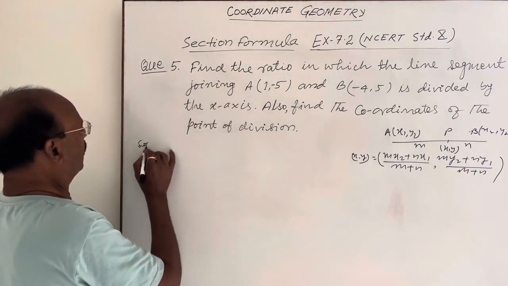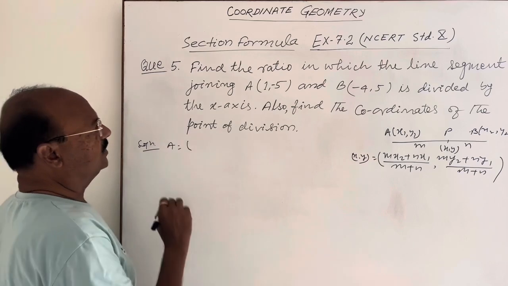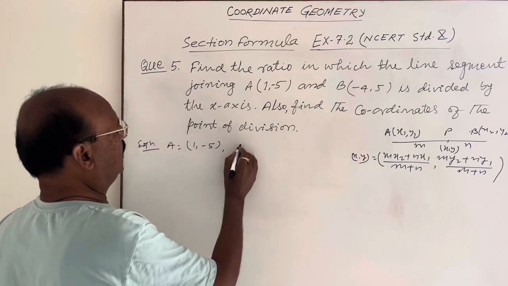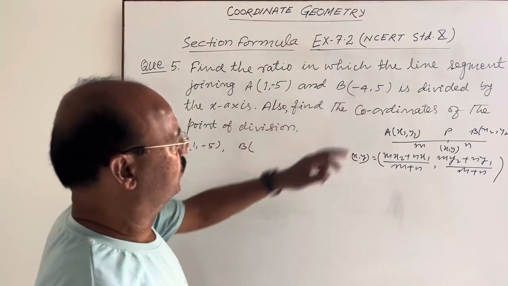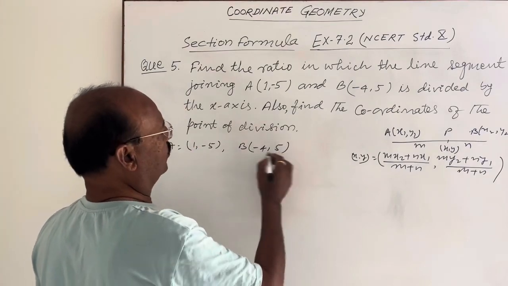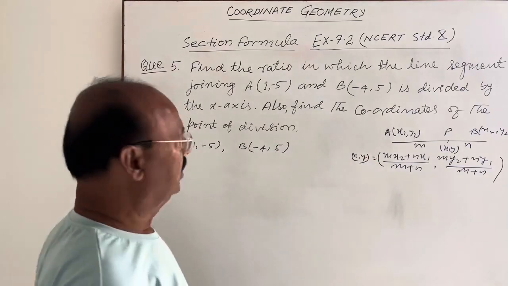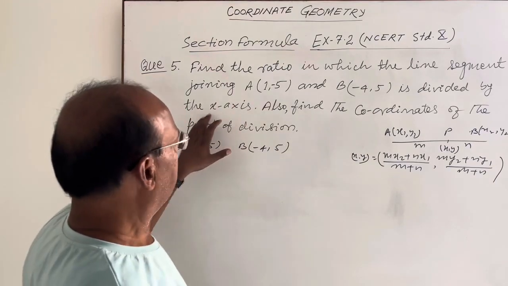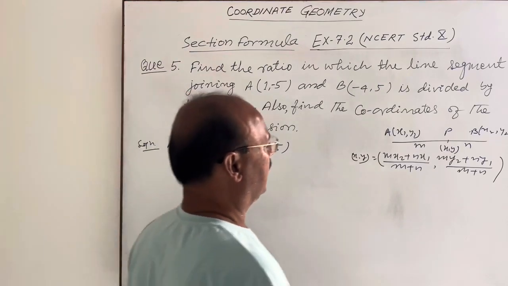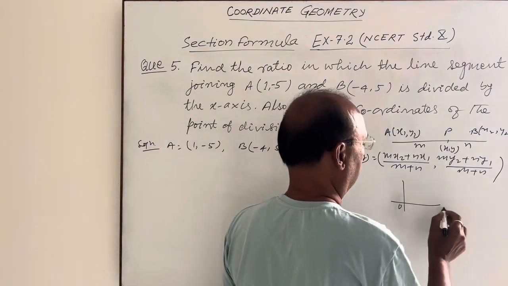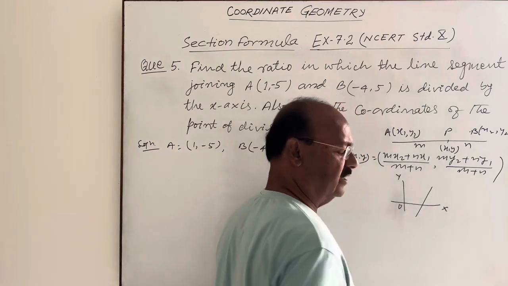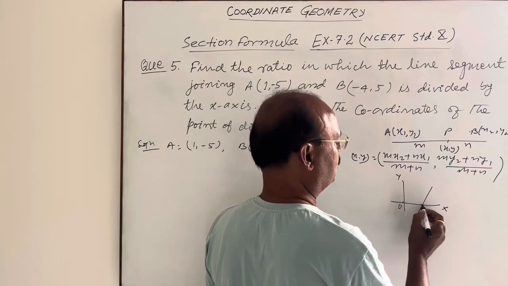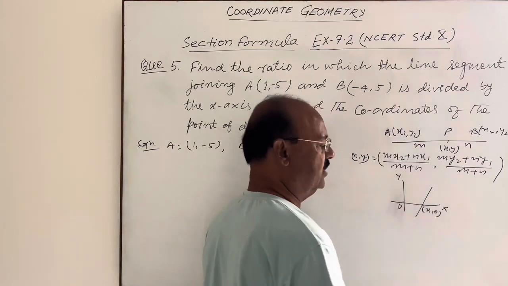So here it is given that point A has coordinates (1, -5), and B has coordinates (-4, 5). Here the ratio is not given, but it is mentioned that this line segment is divided by the x-axis. So you know that if any line segment is divided by the x-axis, then the y coordinate of the point is 0. If the x coordinate is x, then the y coordinate will be 0 here.